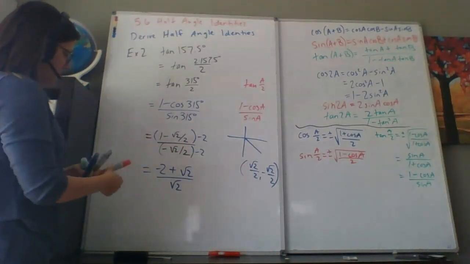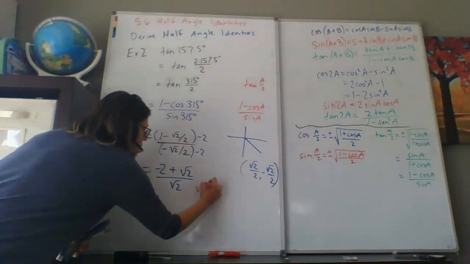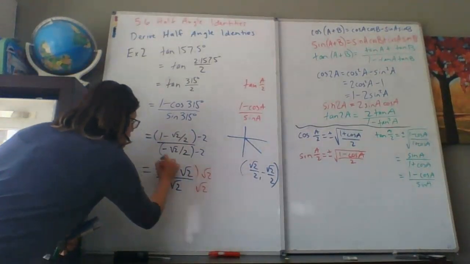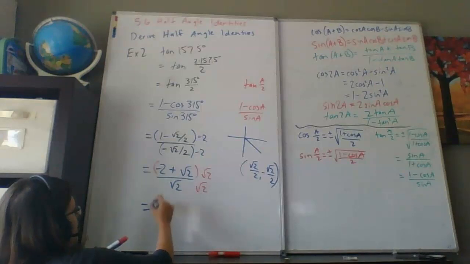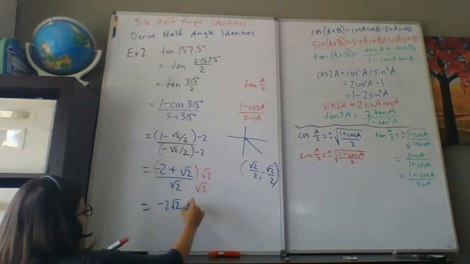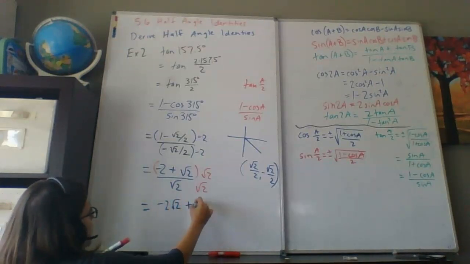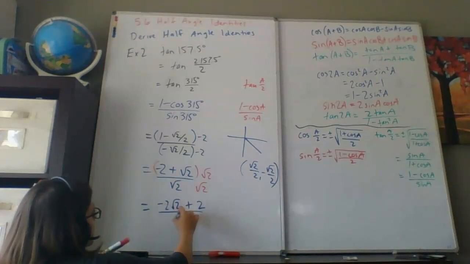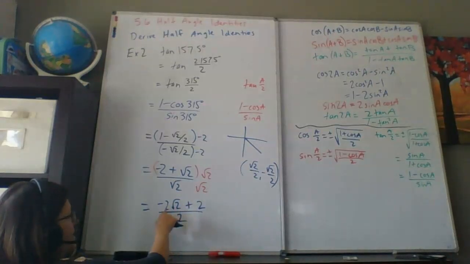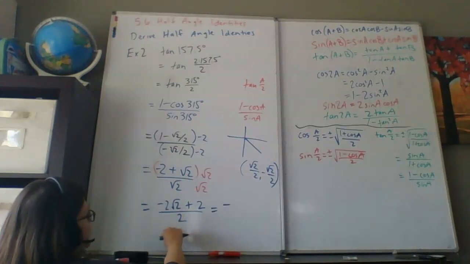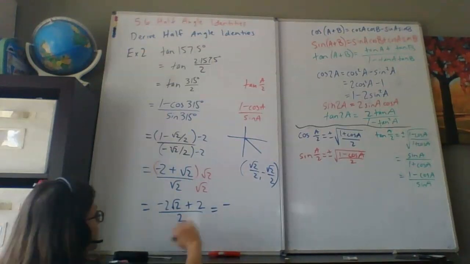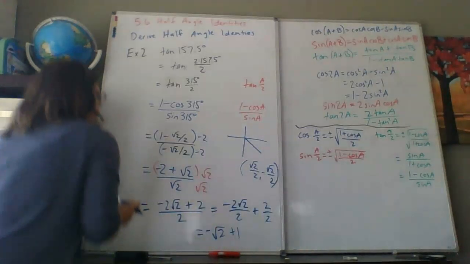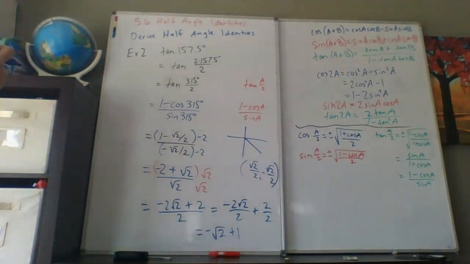Now we can rationalize the denominator by multiplying top and bottom by rad 2, making sure to distribute once again. So we get negative 2 rad 2 plus rad 4, or 2, all over 2. And now we can see that all of these 2's could cancel. So I like to write each term divided by 2. So now we see our final answer is negative rad 2 plus 1.